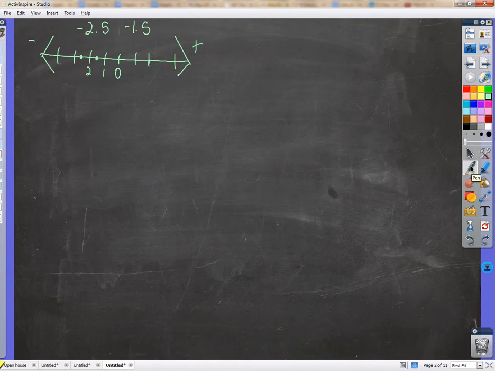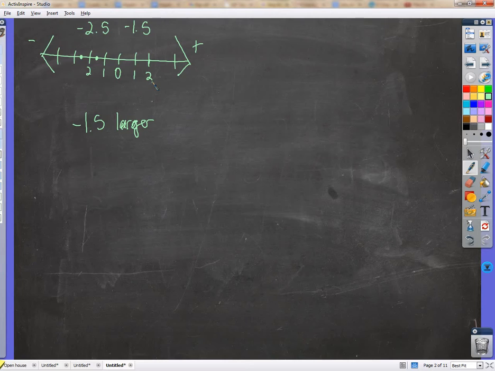So between negative 2.5 and negative 1.5, which is larger? Negative 1.5 is larger. How do we know? What tells us it's larger? Because it's closer to 0. On the negative side, that 1.5 is closer to 0.